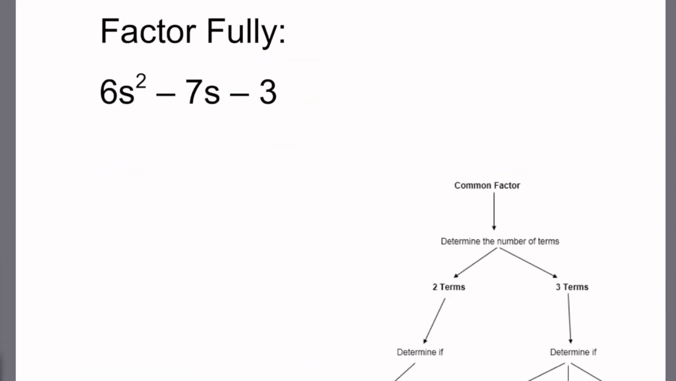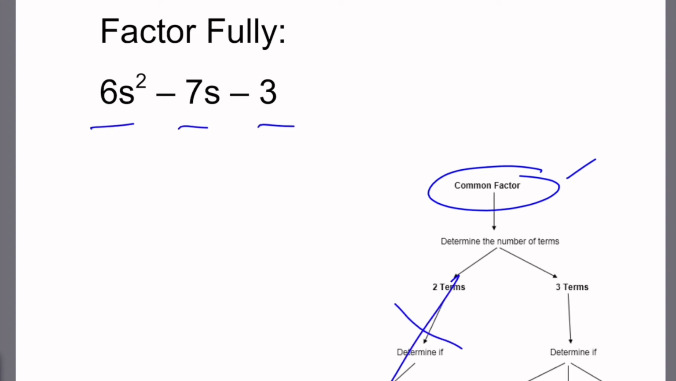One more question here. Okay, 6s squared minus 7s minus 3. Step 1, you got it: common factor if you can. We can't take out any s's because there's not an s in every term, and we can't take out anything from a 6, a 7, and a 3. So we tried the common factor, but there's nothing we can do there. Then we check our terms. We've got 1, 2, 3. So nothing on the left.